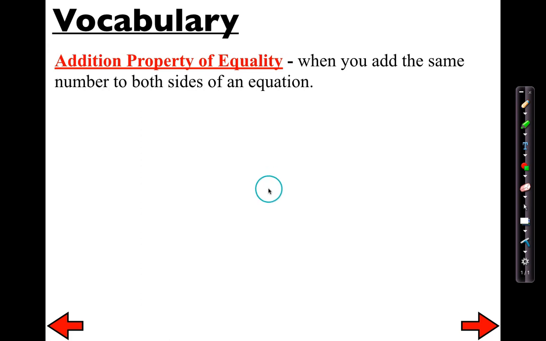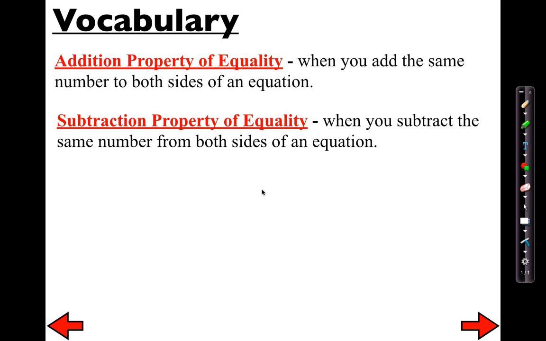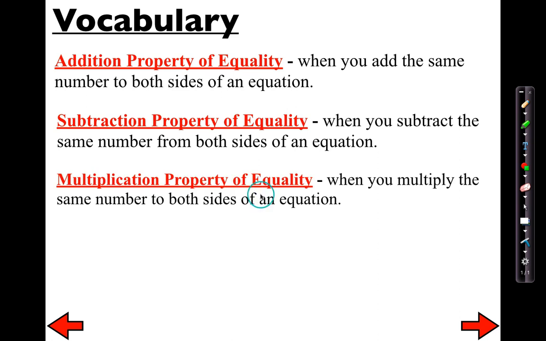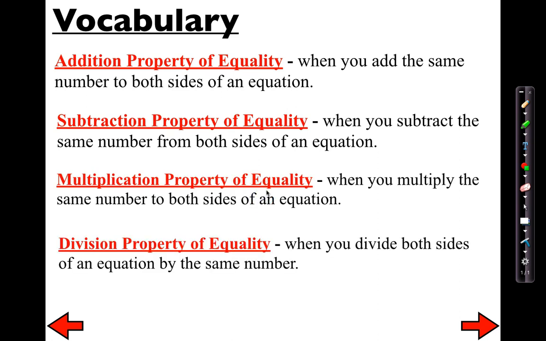So there are different types of equalities. There's the addition property of equality, subtraction property of equality, multiplication property of equality, and division property of equality. Basically, what all of these are is if you add to one side, you add to the other side to keep it equal, you're using addition property of equality. Whatever you subtract to one side, you subtract to the other, that's subtraction property of equality, etc. Basically, it's when you do the same to both sides to make sure they remain equal, hence the name property of equality.